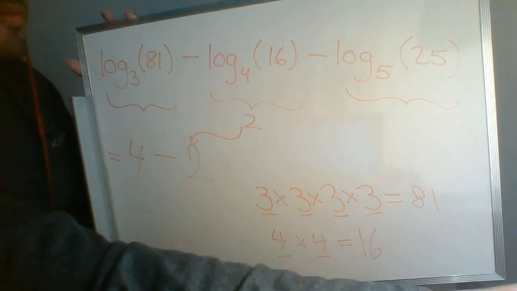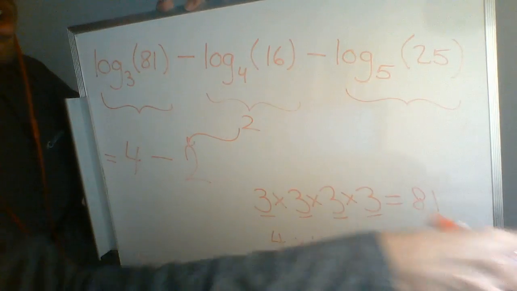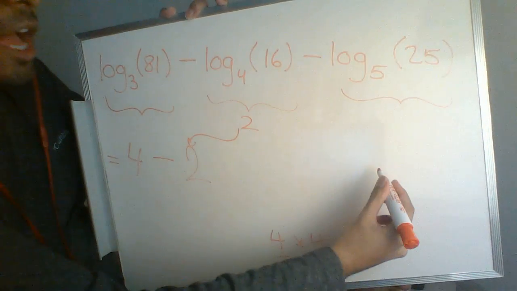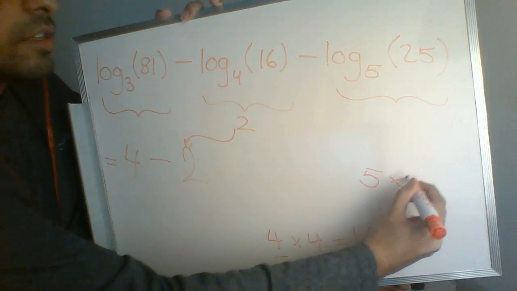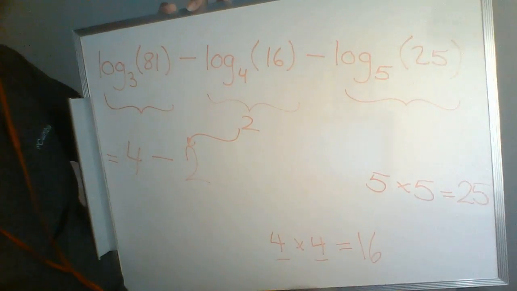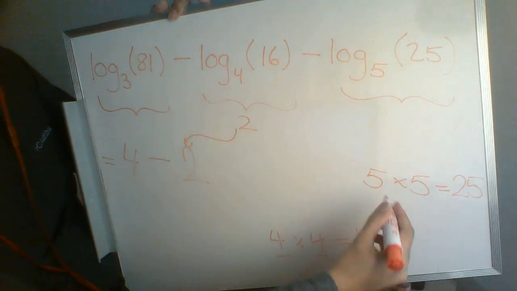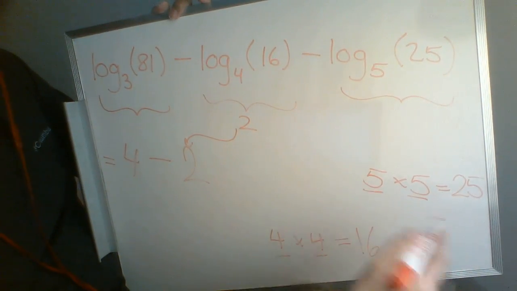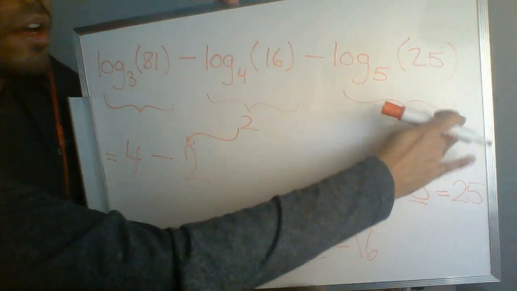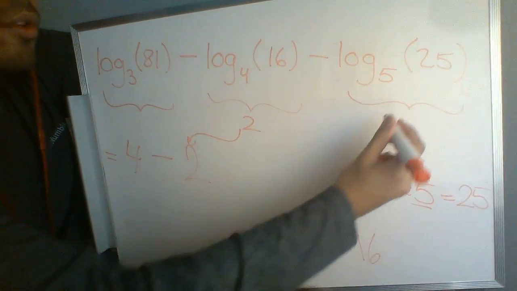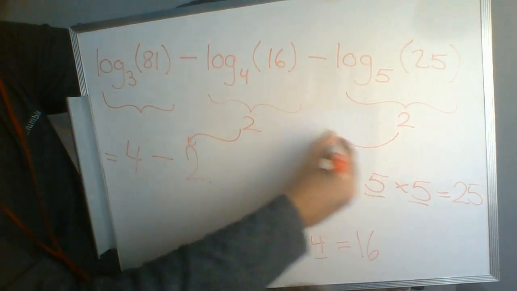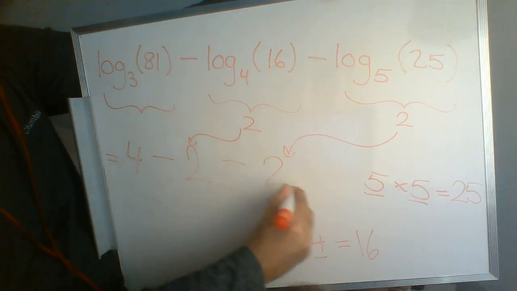And then lastly, we've got log base 5 of 25, which is asking us how many 5's we need to multiply together to get an answer of 25. We just need to multiply 2 5's together, because that's 5 squared, or 5 times 5. We already know that, so the answer to this logarithm is 2 as well. So once again, I'm just going to take that and throw it over here.